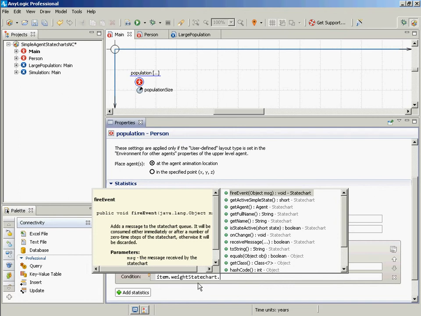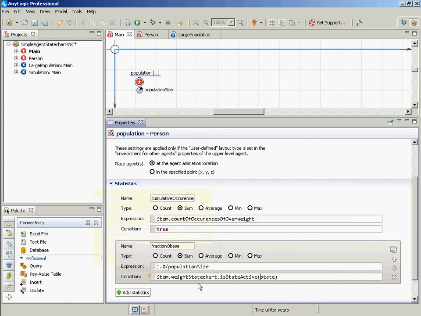So we want to ask, is this state active? Is a certain state active? We want to ask about a particular state, and it's going to be called person.overweight. It's overweight with respect to a person.